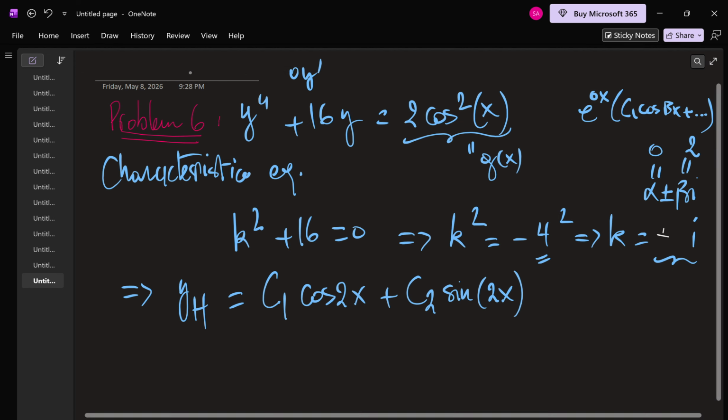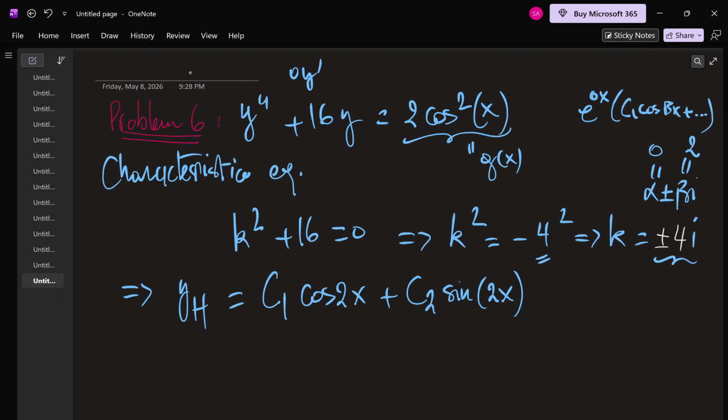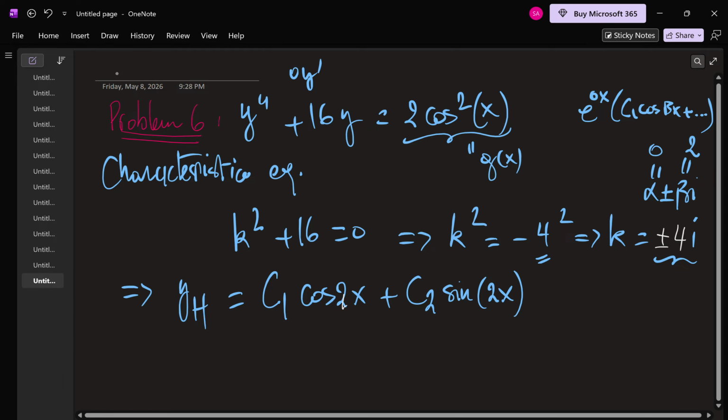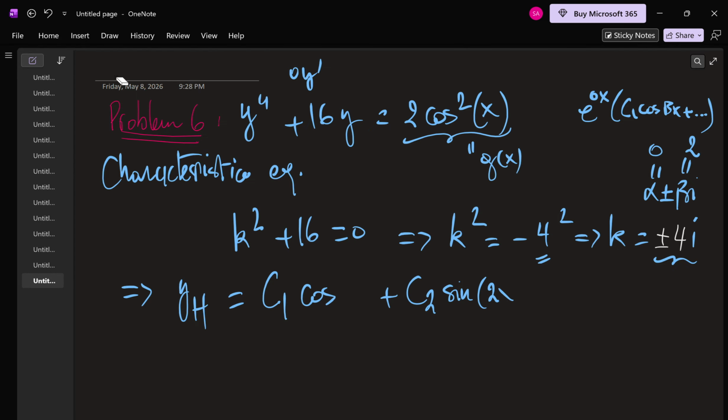Plus minus 4i. So here we should have, sorry, let me correct this. We have here 4x and here 4x. Thank you, Rayla. Is there any other mistakes or observations? So we continue.